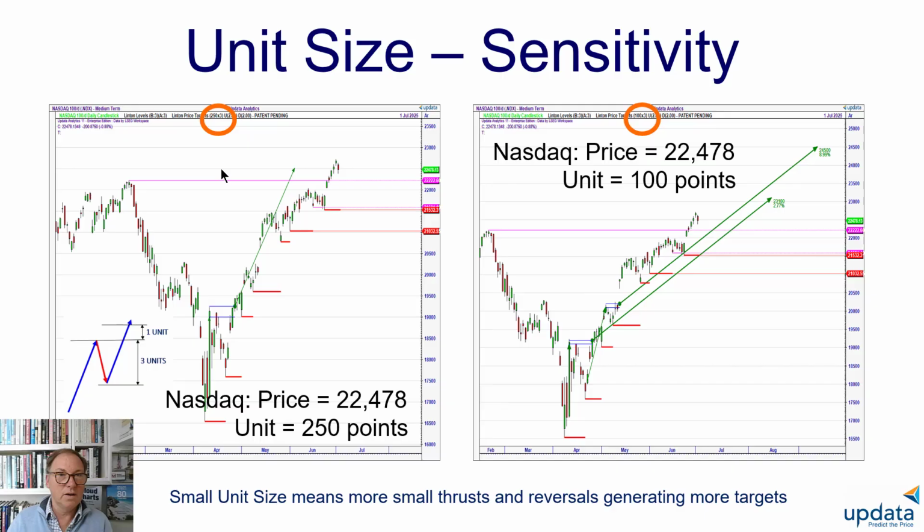So here's 250 points as the unit size on the NASDAQ 100. Now, if we use 100, we get more targets because there's now more sensitivity in the chart to produce those targets. So it's interesting that changing the unit size will change the sensitivity of the chart and will either decrease or increase targets. A small unit size means more small thrusts and reversals, generating more targets generally.